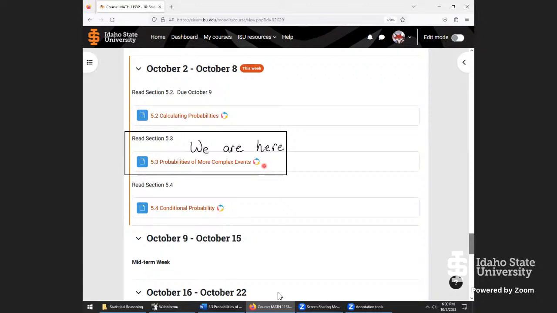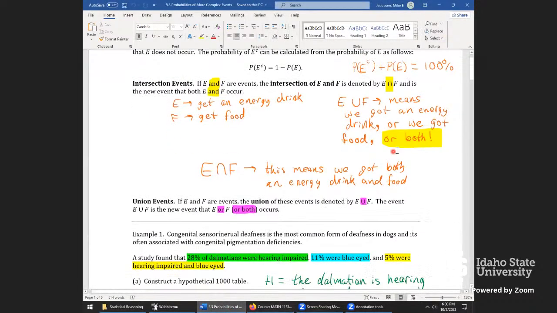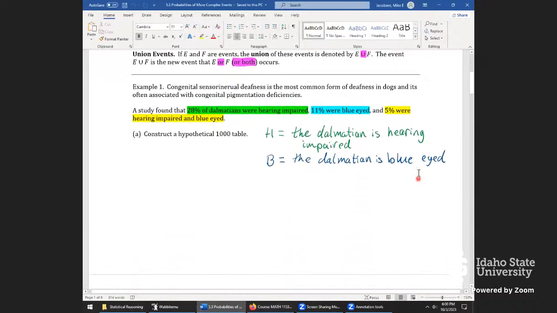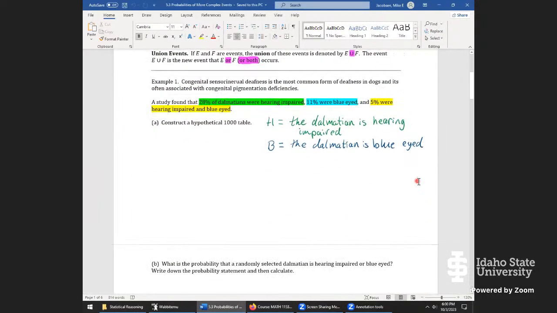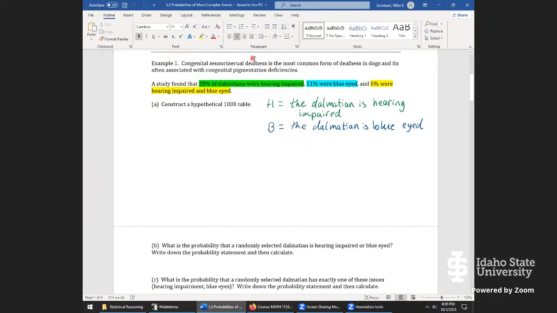Okay, let's see how these go. So we're back to section 5.3. And we left off on this example number 1. Just a reminder of the context. We're looking at, looks like deafness in Dalmatians. And they are telling us that, still a tough word to say, congenital sensorineural deafness is a common form of deafness in dogs, often associated with pigmentation deficiencies. I don't know if having blue eyes is a deficiency, but maybe for dogs, a veterinarian can tell us a little bit better. That could be a sign of trouble.